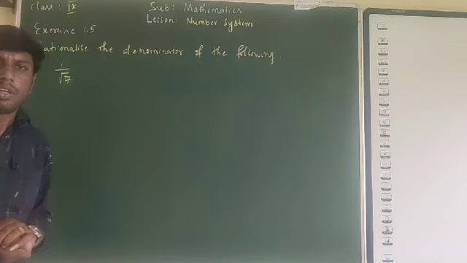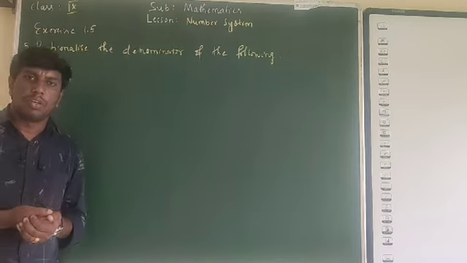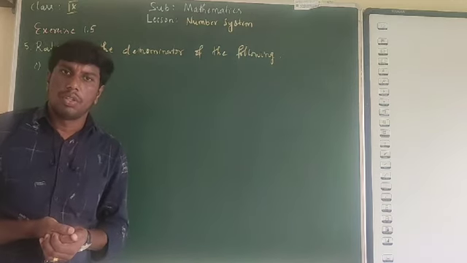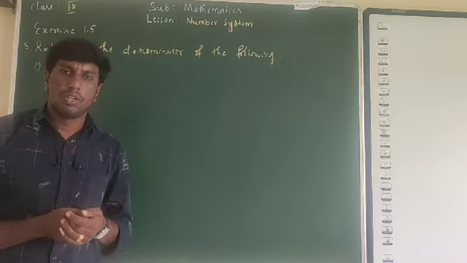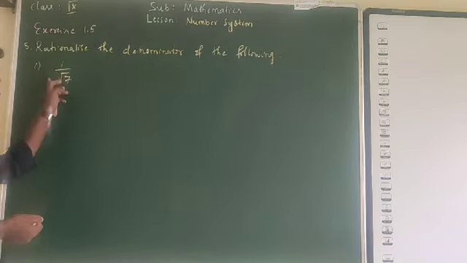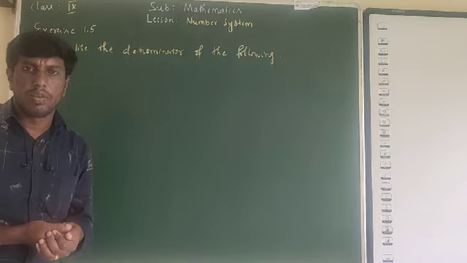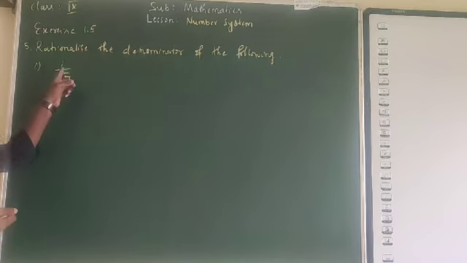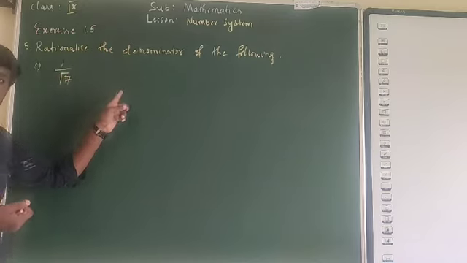In today's class, we will learn a new concept, that is rationalizing the denominator. How to rationalize the denominator, and what do we mean by rationalizing the denominator? You can observe the question. Is the given number a rational number or an irrational number? The numerator, 1, is a rational number. The denominator is root 7, which is an irrational number.